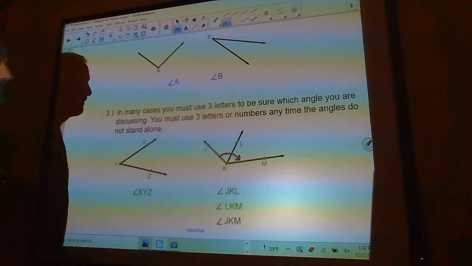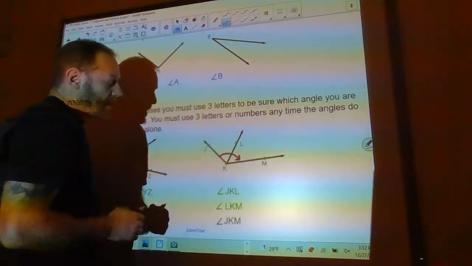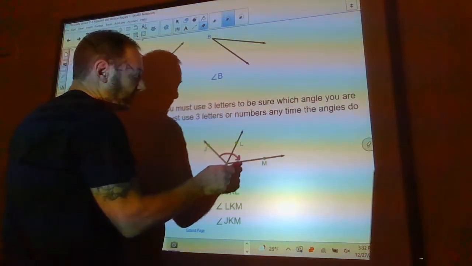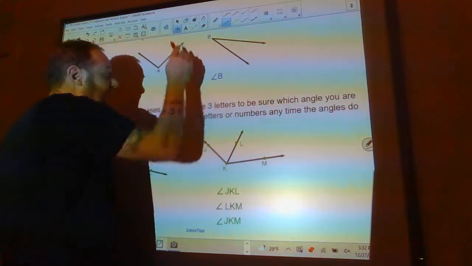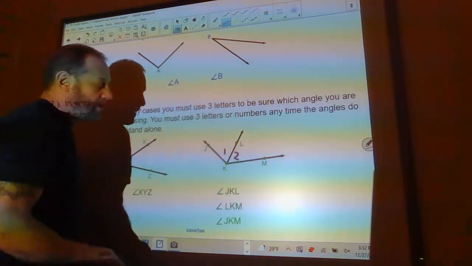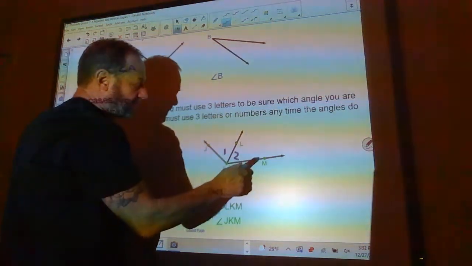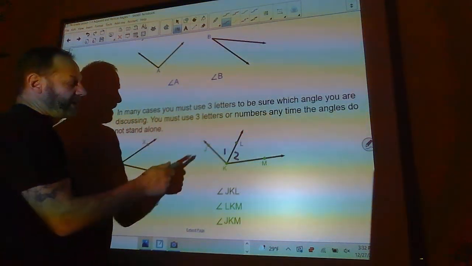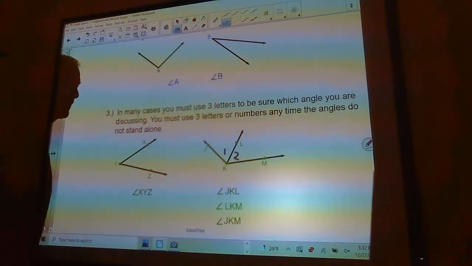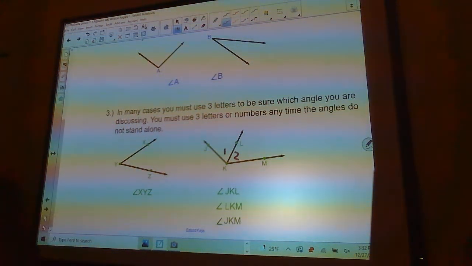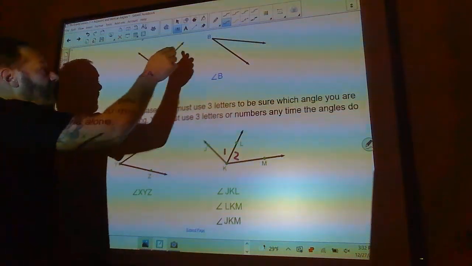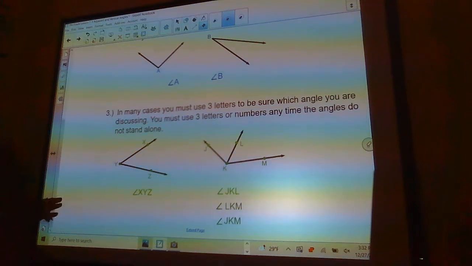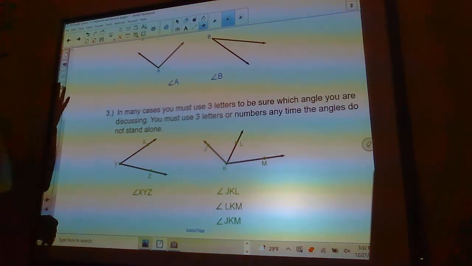Okay, so when I have a complicated picture like this, I need to use 3 letters. Now, I could have used numbers on a couple of these. I could have said, oh, this is angle 1 and this is angle 2. But if I want this angle right here, the big angle, I can't use a number on that. I have to use letters. That's JKM. That's what I have to call it. Or I can call it MKJ. Either way, you understand what it is I'm talking about. We do this so that everybody knows exactly what angle. There's no ambiguity about what angle we're talking about.